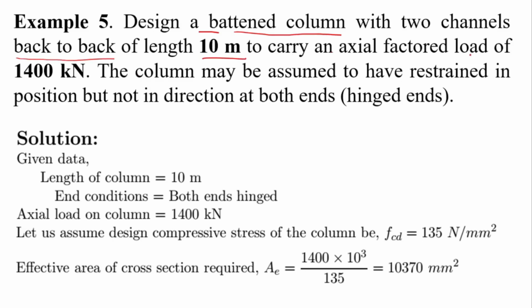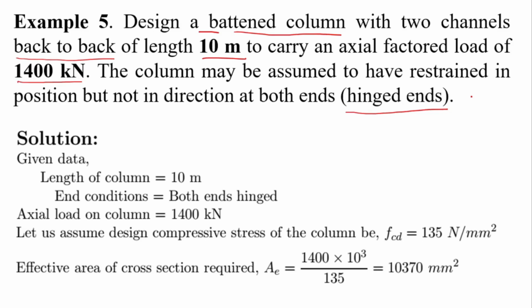an axial factored load of 1400 kN. The column may be assumed to have restraint in position but not in direction at both ends. That means both ends of the column are hinged.